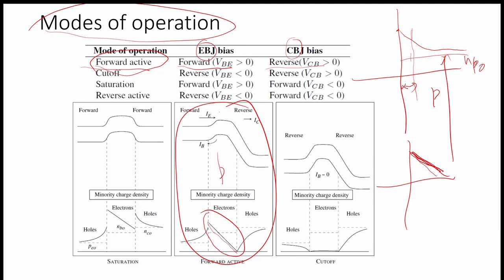Also, the hole concentration will be negligible at this point. Negligible in the sense it is shown as 0. This electron concentration is also falling to 0 because this is the reverse bias junction, so everything at this junction will be swept away. Every hole at this junction will be swept away. That's why the hole concentration is 0 and the electron concentration is 0 at this junction.